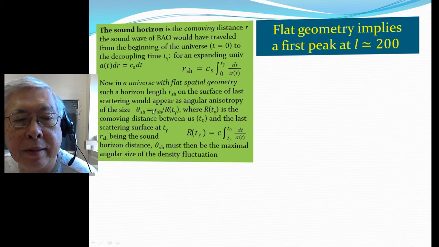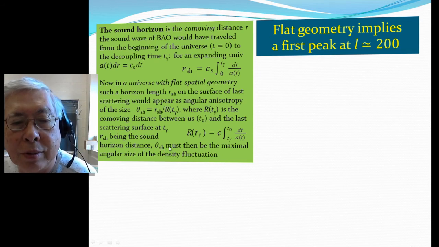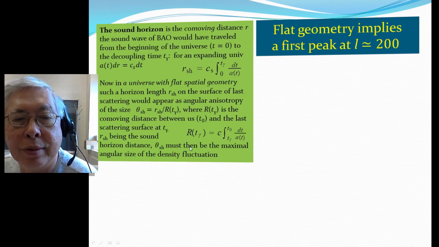Since this is the sound wave, the sound horizon is the maximum distance the sound will travel. So this theta of the sound horizon will be the maximum angular size of density fluctuations. So this is the maximum.